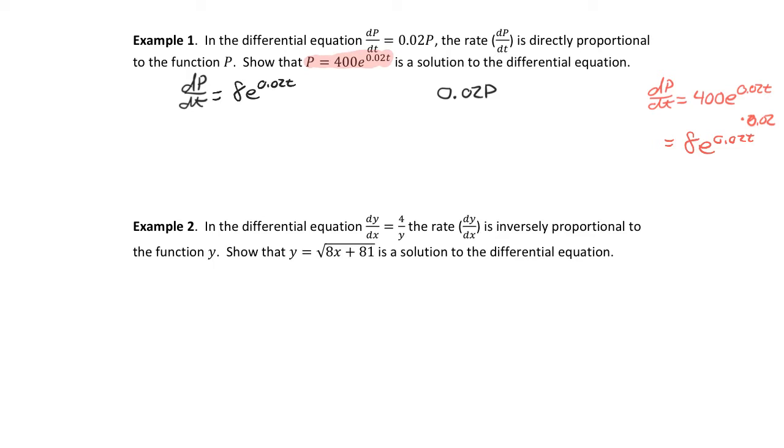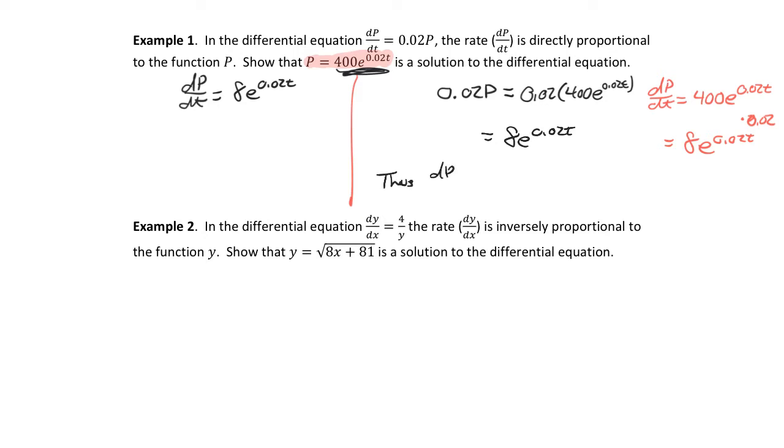Now we're going to set up a little wall there. We want to make sure that the other side of the equation, 0.02 times P, is equal to the same thing. Well, we know what P is. P is equal to 400 times all that business. So we end up with 0.02 times 400 e to the 0.02t, and these calculations will seem familiar. 0.02 times 400 is 8 e to the 0.02t. And so we say they're equal.